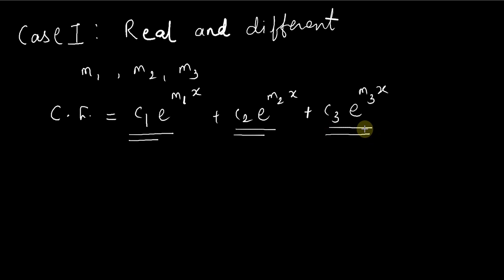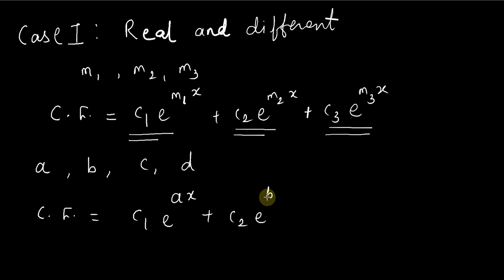A constant multiplied by an exponential term, and the power of the exponential is the root multiplied by the variable of the solution. Now, if we get 4 roots, suppose the roots are a, b, c and d. Then the corresponding CF is C1 e raised to a into x, C2 e raised to b into x, C3 e raised to c into x and C4 e raised to d into x.